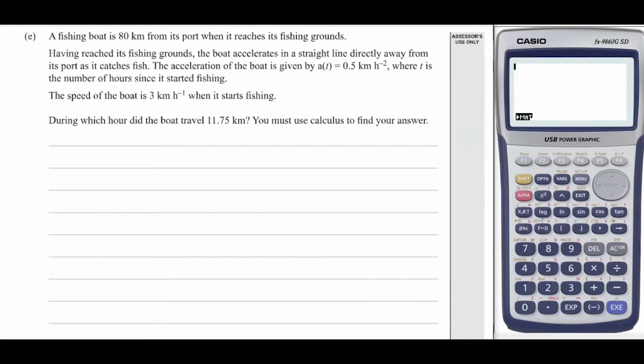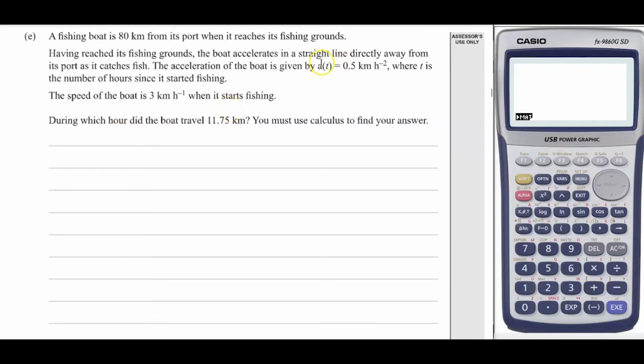Okay, E. This will be the excellence question. We've got a fishing boat 80 kilometers from its port. We've got some information about acceleration and so forth. So we're using kinematics here. We've got the acceleration. We know the speed of the boat was 3 when it starts fishing. During which hour did it travel 11.75 kilometers? Okay, so we're going to use some kinematics here.